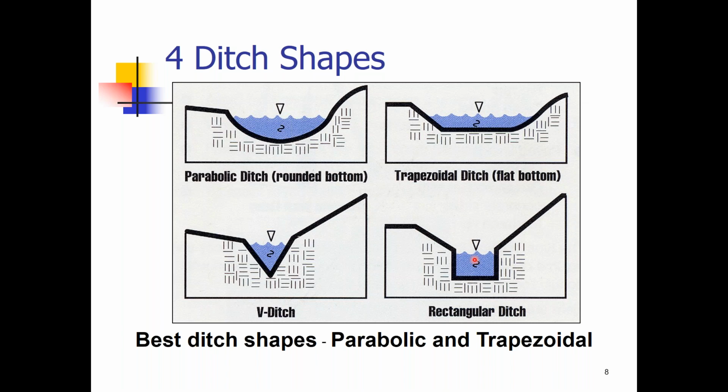We want to make sure that V ditches, if possible, are not the best selections. Rectangular, again, that backs up. It doesn't move. V ditches are a little more difficult to maintain. Rectangular ditches, again, tend to back up. They don't move as much water through, which is the important factor in a drainage system, keeping water away from the roadway.